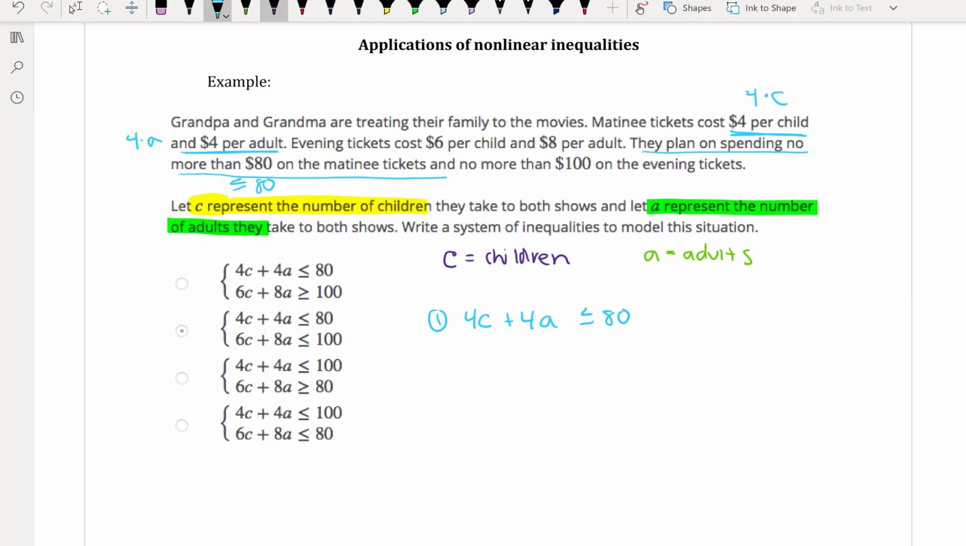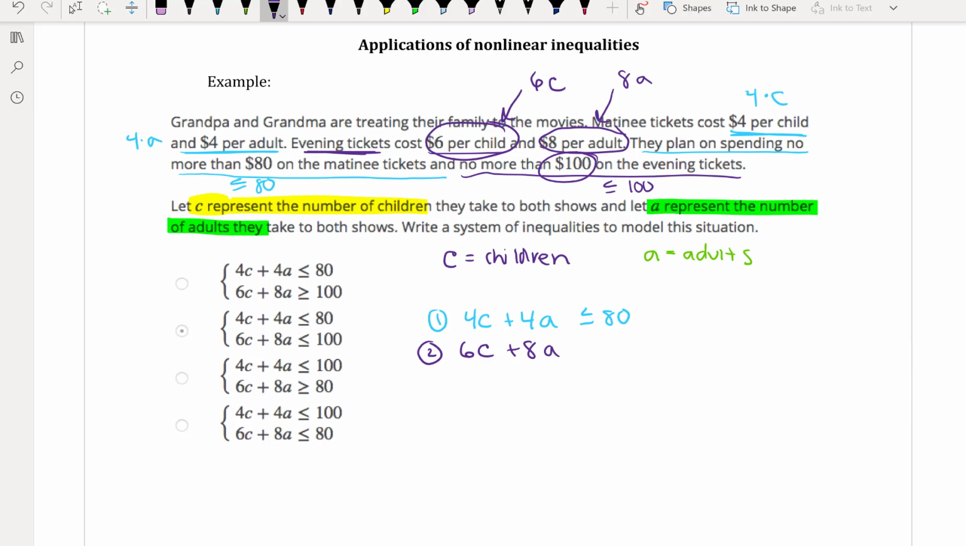Now let's worry about that second part. It says that for the evening tickets, it costs $6 per child. So $6 per child, that would be 6C. And $8 per adult, well, that would be my 8A. And the evening, since I'm talking about evening, cannot cost more than $100. So it has to be less than or equal to $100. So my second equation is $6 per child ticket plus $8 for adult tickets has to be less than or equal to 100.